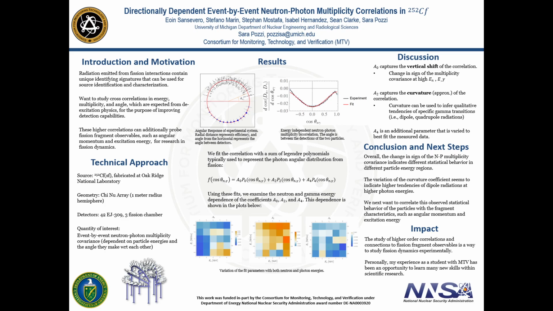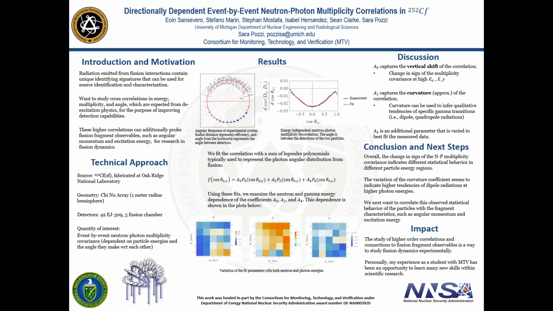What we see in the plot is that this multiplicity correlation is strongest when the neutron and photon make a 90-degree angle with each other. And we see that the overall correlation, averaged over all the angle bins, is negative, which is in agreement with previous measurements. In order to introduce the next layer of dependence, we can discriminate the particles based on their energies.